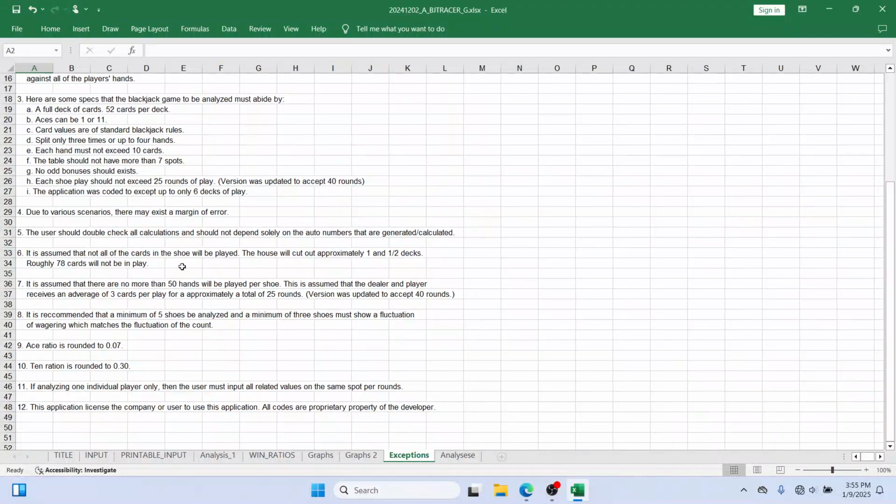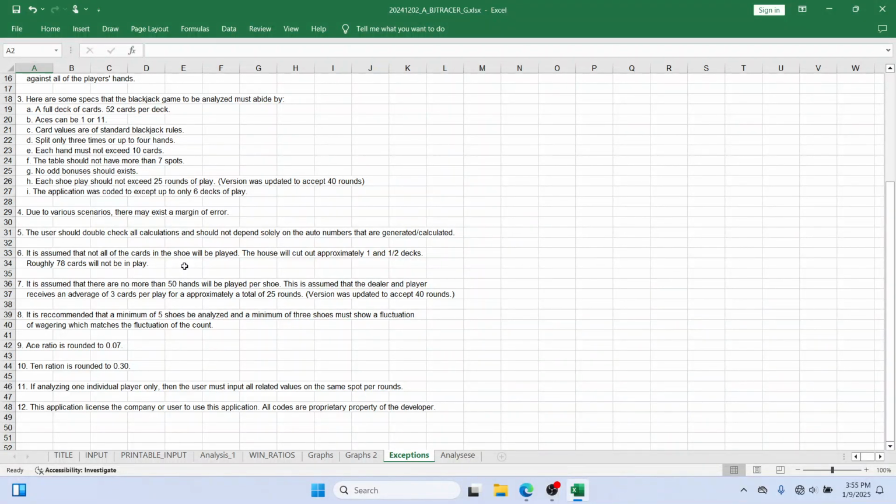There's a lot here as well. The way this software is played assumes that not all the cards in the shoe will be played, so it's not played from the first card to the very last card. The house will cut approximately 1.5 decks off, and they will be burning cards as they swap dealers throughout the game. So roughly 78 cards will not be in play. That means the possibilities are only about 40 rounds.